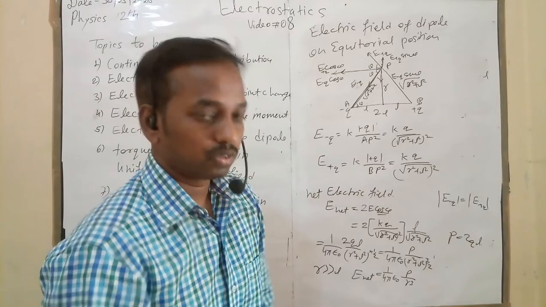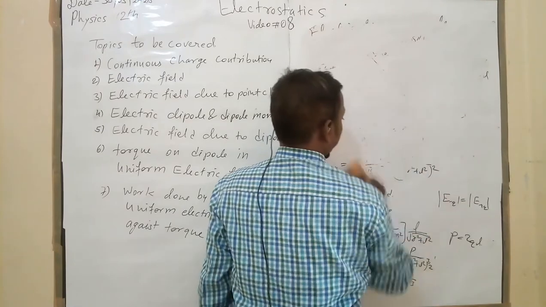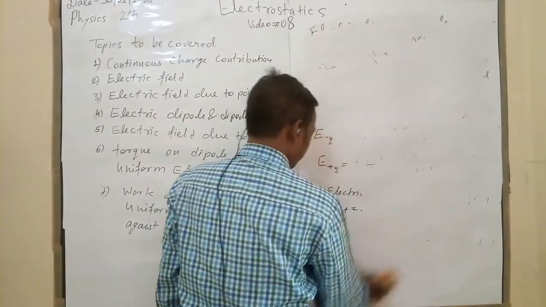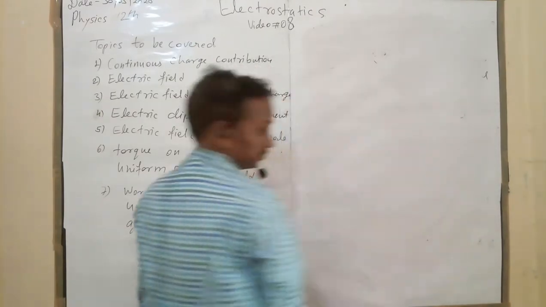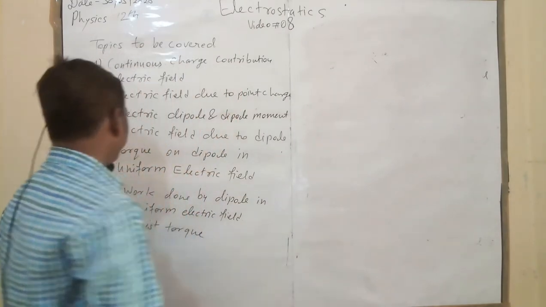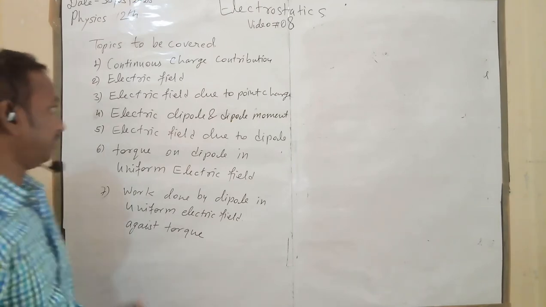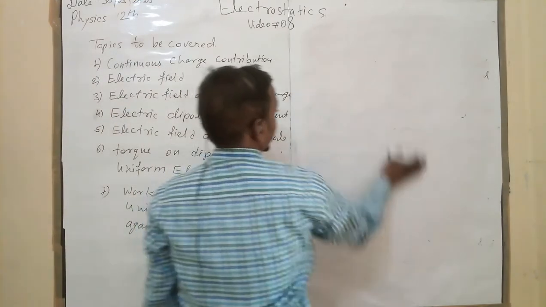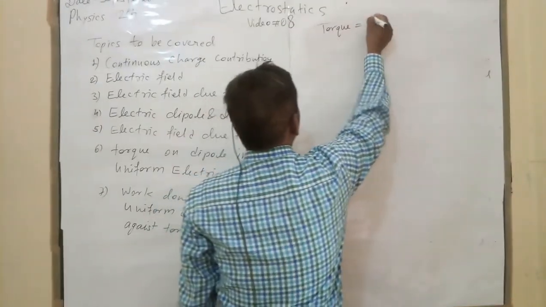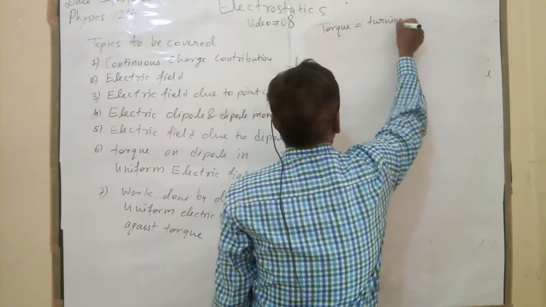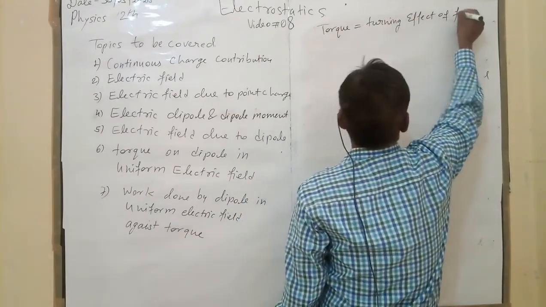Let's move to another topic. Now friends, next topic is torque on a dipole in a uniform electric field. Torque means turning effect of force.